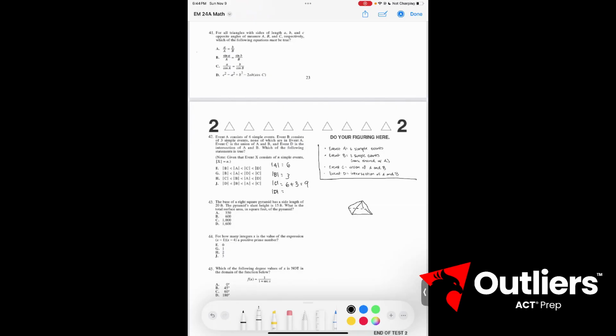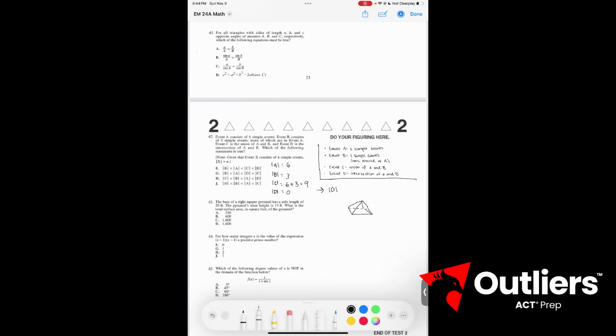And then D is the intersection of A and B. But again, because A and B do not share any events, there is no simple event in common between the two. And the intersection is where we'd be looking for where an event in A is happening in B. But we are told that none of what is in A happens in B or vice versa. So this is 0.